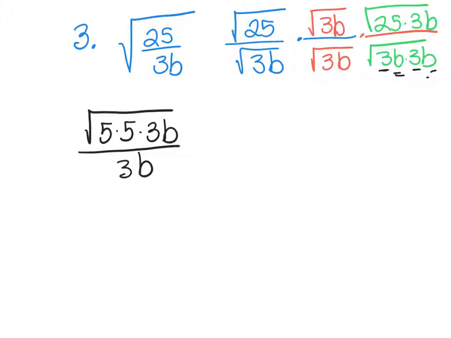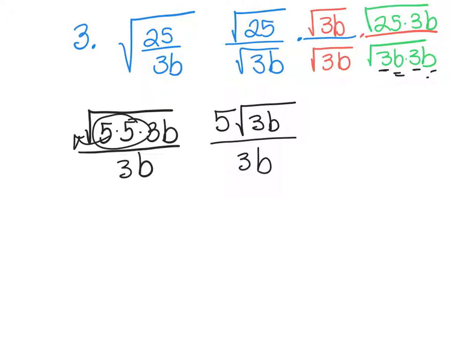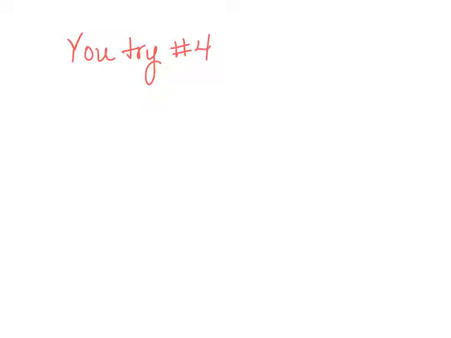Okie dokie. So now at the top, I have a pair of 5's, so that will come out. And so this will be 5 times the square root of 3b all over 3b. Now, because this was an even root and an odd power, my final answer is 5 square root of 3b over 3 absolute value of b. That's number 3. You can try number 4, show it to your teacher. And I'm going to do number 5.